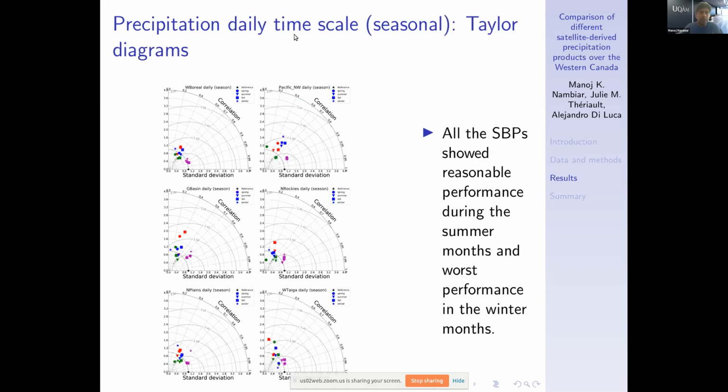Here we have the daily time scale, seasonal. We checked how their performance varies in different seasons. So what we could see is that in all the stations, the star is the winter and the square is the summer. The winter has the worst performance and the best performance is in the summer. So it can be attributed to the rain gauges better capturing the precipitation in the summer months, and wind and other things would have disturbed their capturing in the winter months.